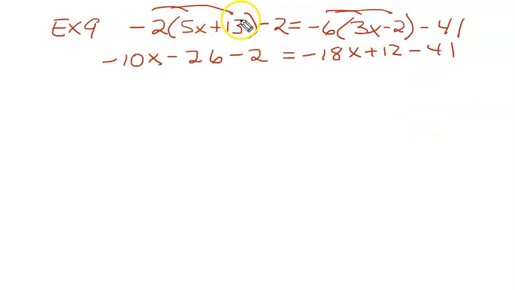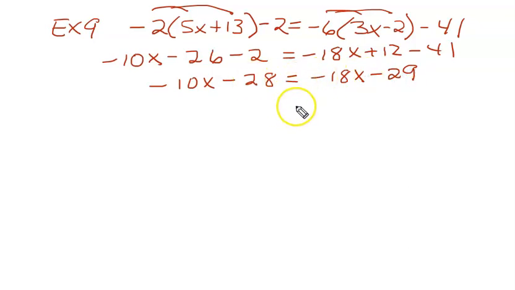So our third step is to group like terms. So that's what we're going to do. We get a negative 10x and a negative 28 equals a negative 18x, and then a positive 12 and a negative 41 gives me a negative 29. And you should check your math. Now, at this time, we're going to introduce two terms that I'd like you to write down.